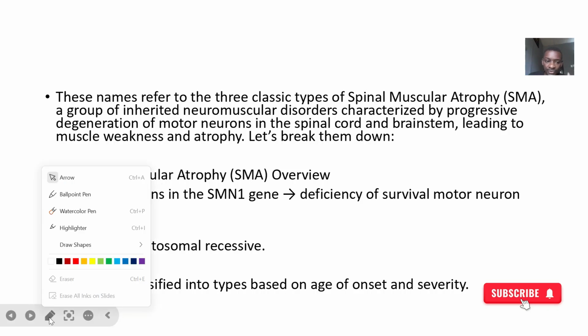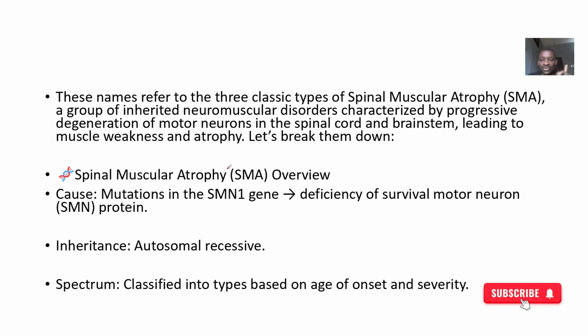Spinal muscular atrophy. Now, spinal muscular atrophy is not a single disease. It's a group of what? Neuromuscular disorders. When they say neuromuscular, it is something that is affecting how the nerves and the muscles should communicate. So it's characterized by progressive degeneration of motor neurons in the spinal cord and the brainstem. So this will now lead to weak muscles and atrophy.